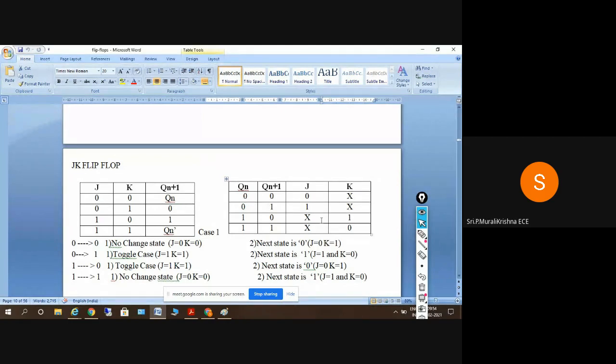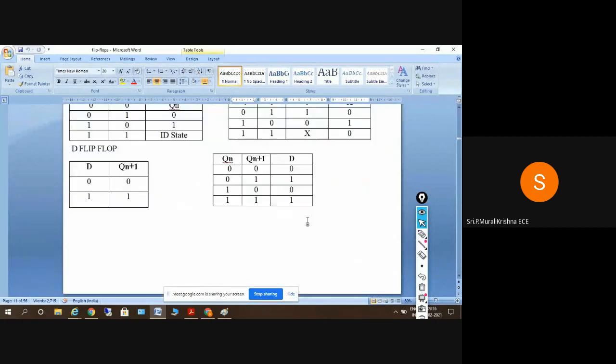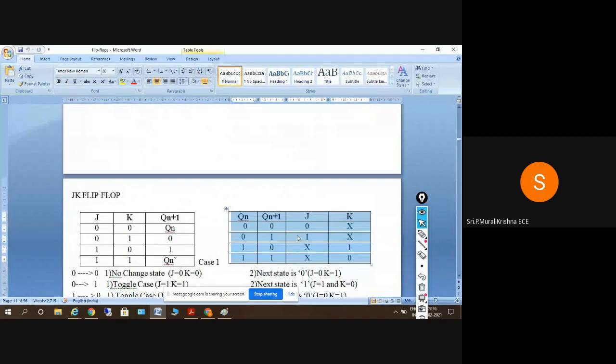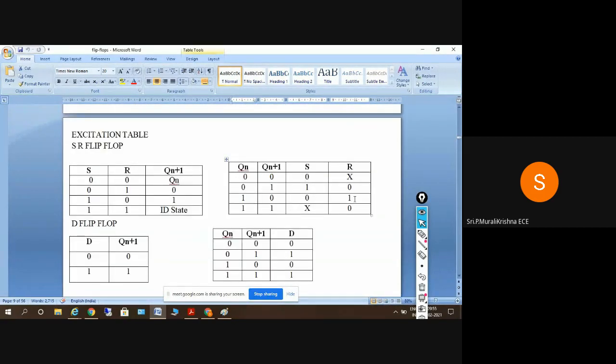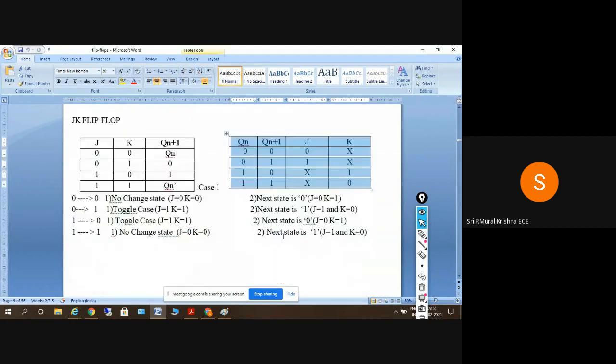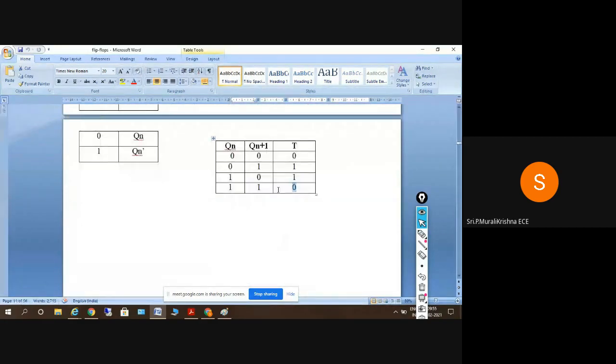So this is about excitation tables. Excitation table of the JK flip-flop. You have to remember this. If you don't remember, what you have to do is write the excitation tables and draw them. This is for the JK flip-flop. This is for the D flip-flop. This is for the SR flip-flop. And this is for the T flip-flop.